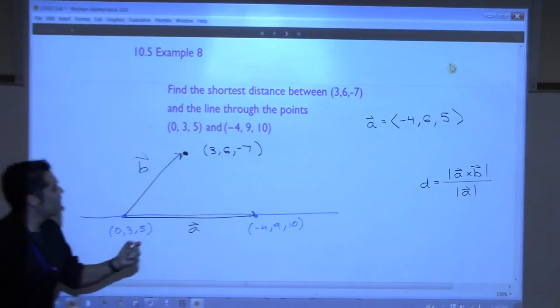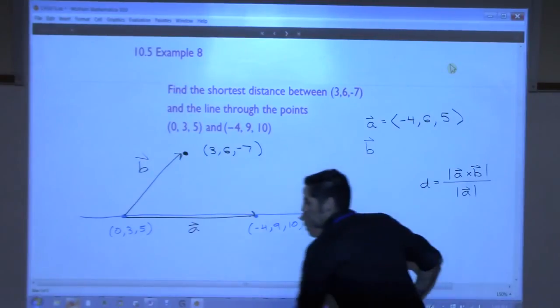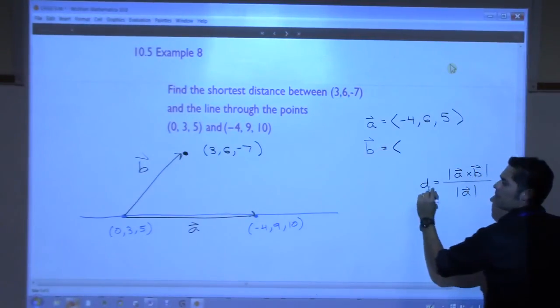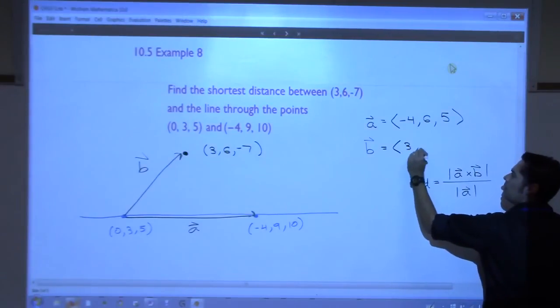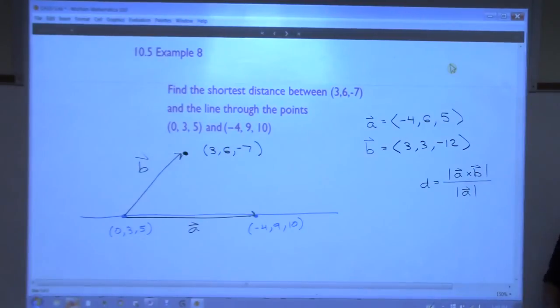What is B for this problem? Okay. Oh, just leave it. Don't worry about it. What is it? 3, 3, negative 12. Any questions on that?